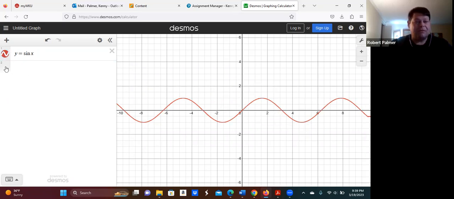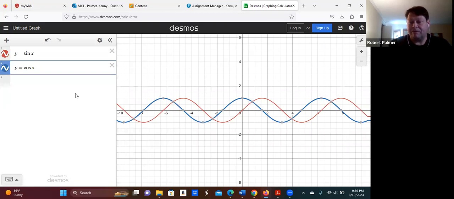Now, let's graph cosine on the same axis, and we'll see how it's very similar. Okay, the blue graph. And it actually is essentially the same graph, it's just shifted slightly. Okay, we'll talk about that a bit later. So let's turn the sine graph off. So this is also periodic with the same period. It just starts in a different place.